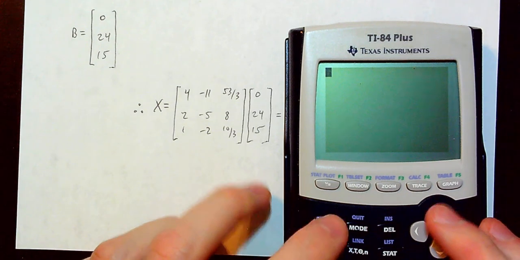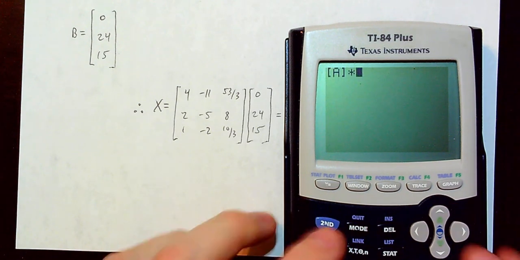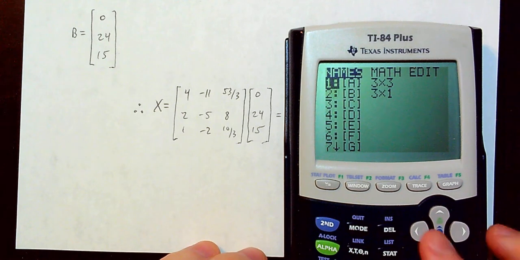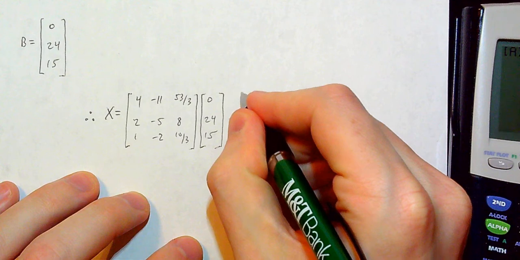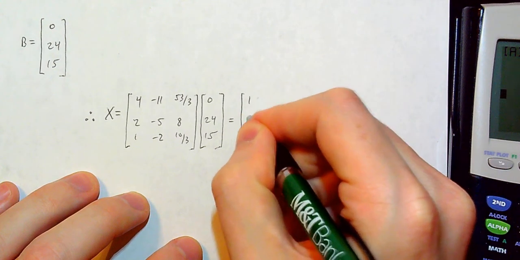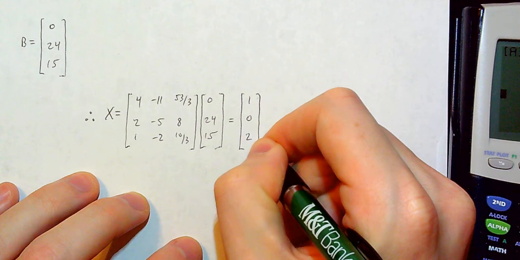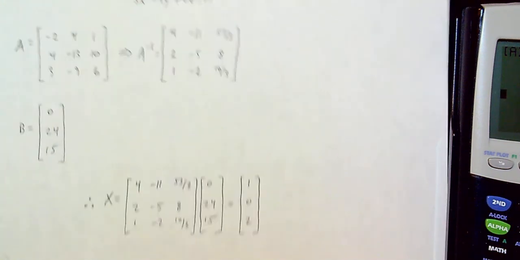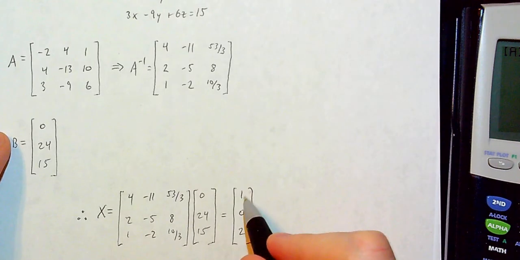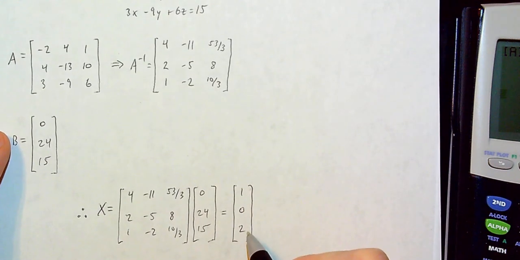And now I'm just going to multiply these 2 matrices, A inverse times B, and hit enter. And what do you know? We come up with 1, 0, and 2. And we can check: x equals 1, y equals 0, z is equal to 2.